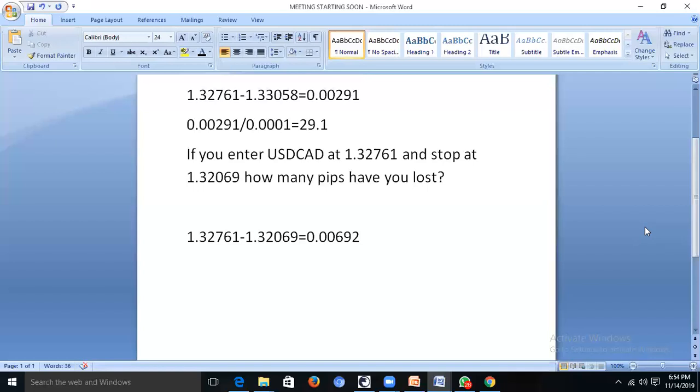This is another way of calculating it. If you want to do it the other way, you can just divide 0.00692 by 0.0001. If you do that, they give you something like this, 69.2. And the other one is called a pipette. It has no meaning. What you are focusing on is the pip. So this is how you can calculate your pip.